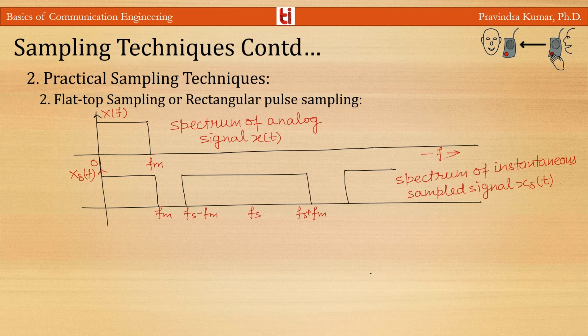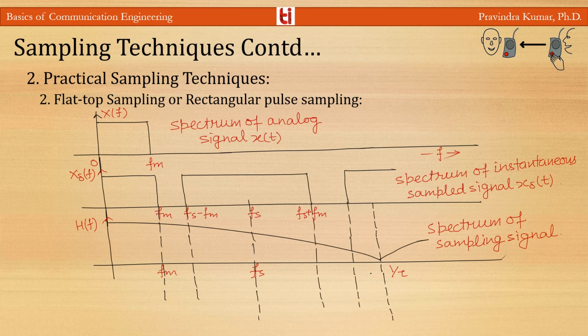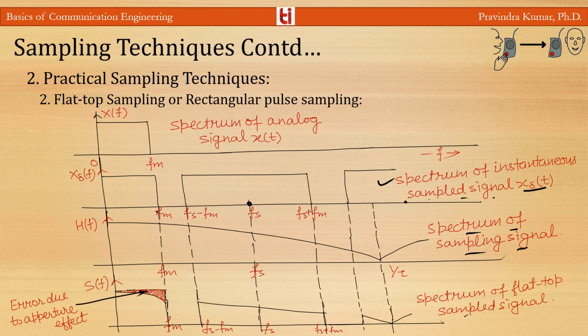One error known as aperture gets introduced here. You can see the spectrum of the instantaneous sampled signal x_delta(t) from 0 to fm, repeated at fs and at 2fs, and the spectrum of the sampling signal. And here you can see the spectrum of the flat top sampled signal. Here there is an error, and this is known as the aperture effect.